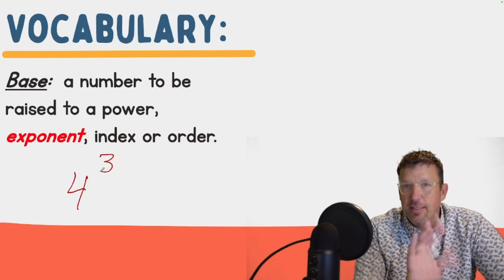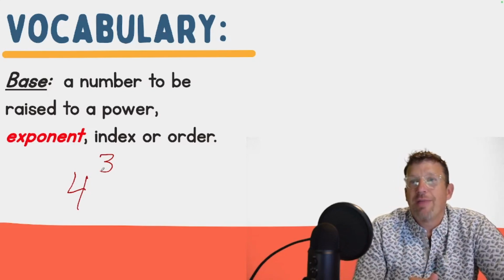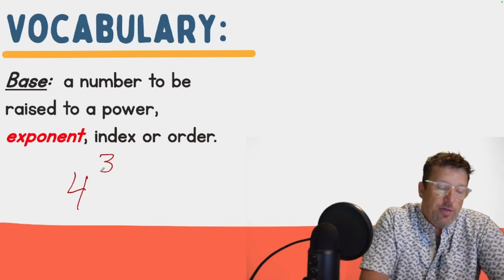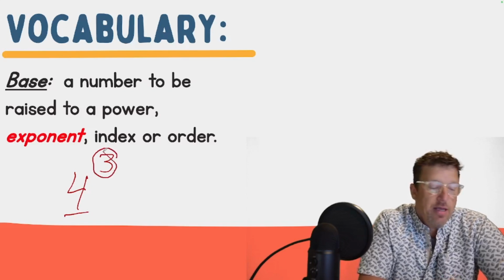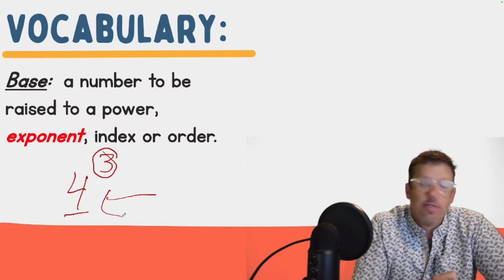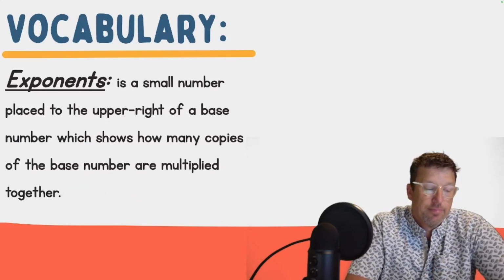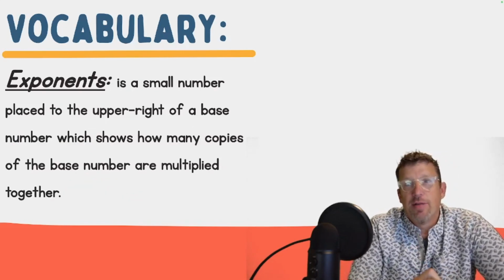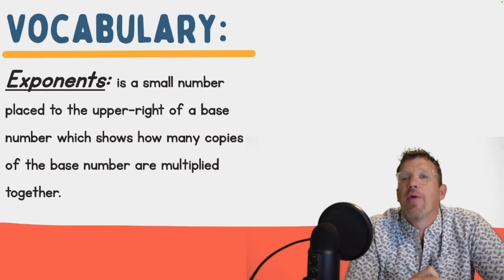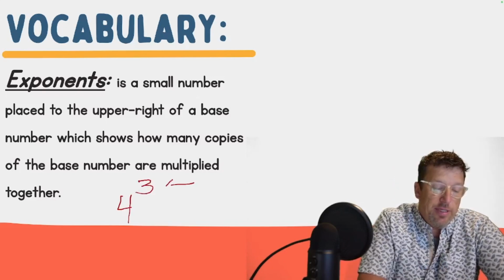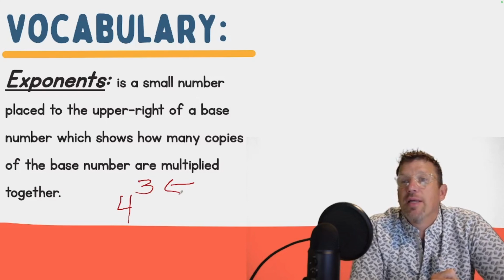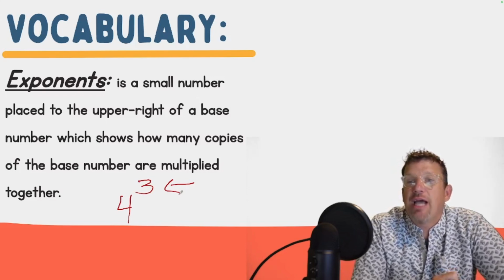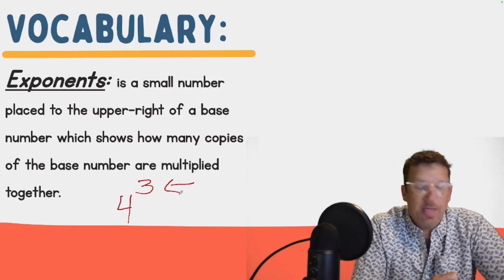For this vocabulary word, we're talking about base. So we've got a whole number right here, 4, and we've got this little number up in the top. The base is the number that we're going to be raising to a power. The exponent is that small little number up in the upper right corner. The exponent is that 3. What it's telling us is how many copies of the base number are multiplied together.